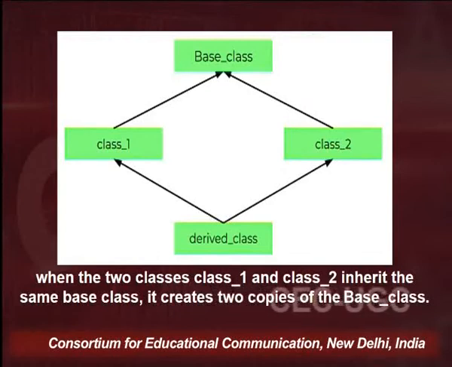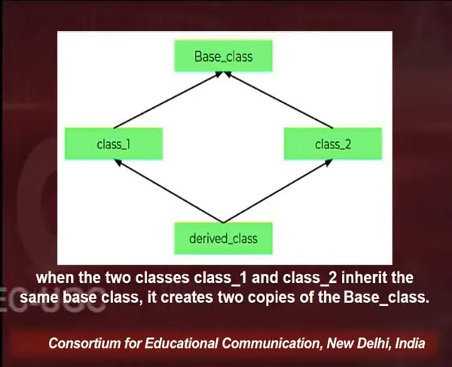So the two classes, class 1 and class 2, inherit the same base class. Now what is happening? What is the problem which we are naming as the diamond problem? In class 1 and in class 2 there are two copies of the base class. One copy of the base class is taken by class 1, another copy of the base class is taken by class 2.